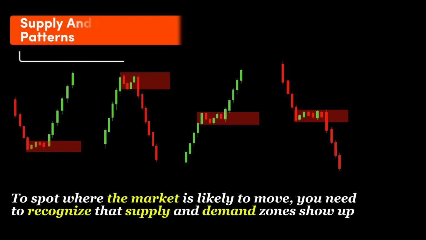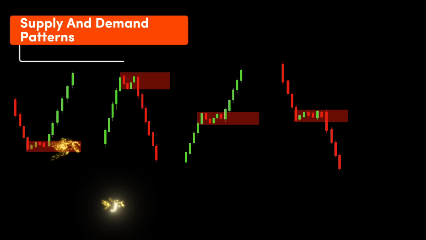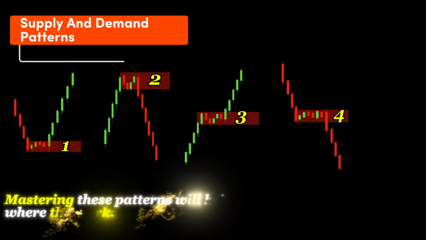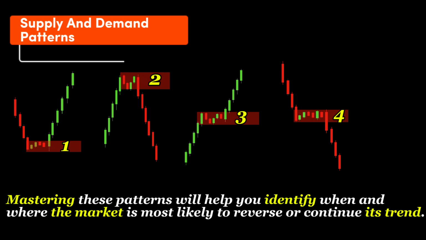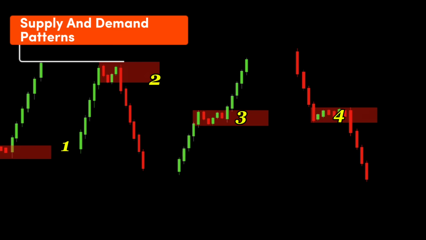To spot where the market is likely to move, you need to recognize that supply and demand zones show up in 4 distinct patterns. Mastering these patterns will help you identify when and where the market is most likely to reverse or continue its trend. Let me introduce you to the drop-base rally, a powerful bullish reversal pattern. This isn't just any price action, it's the footprint of smart money at work.